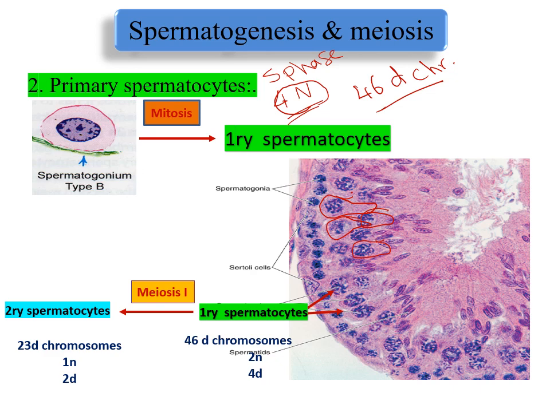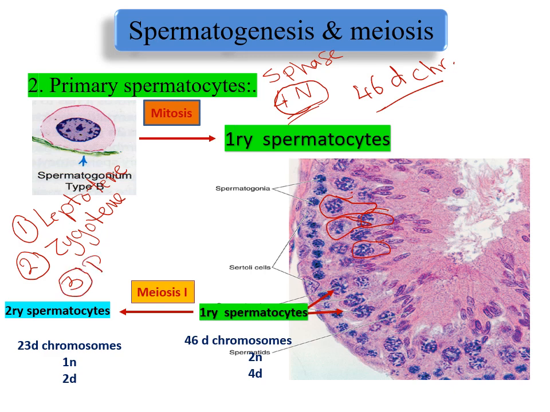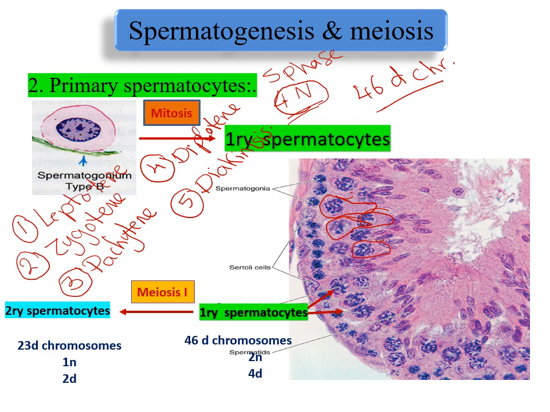They would enter the prophase of the first meiotic division, which would take about 22 days. The prophase of the first meiotic division is formed of 5 stages. These 5 stages are called, number 1 is called leptotene. The second stage is called zygotene. Then you have pachytene. The fourth stage is called diplotene. And the last is the diakinesis.